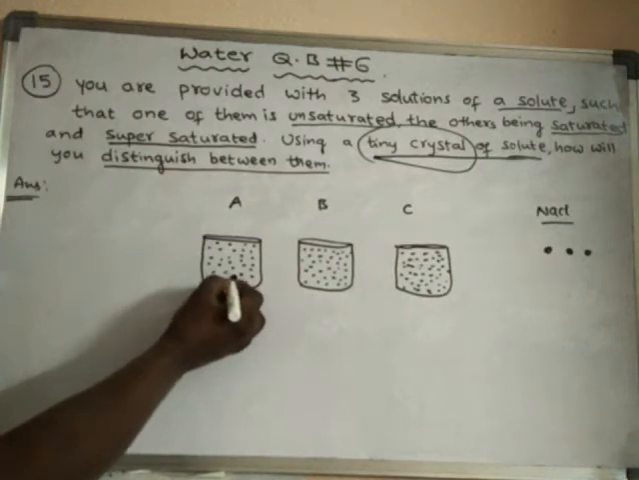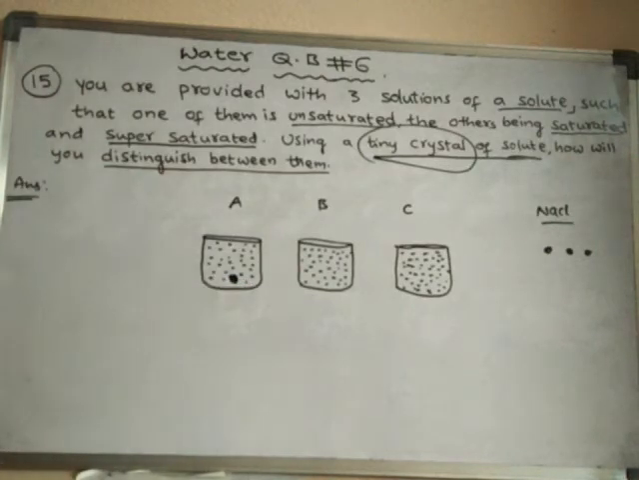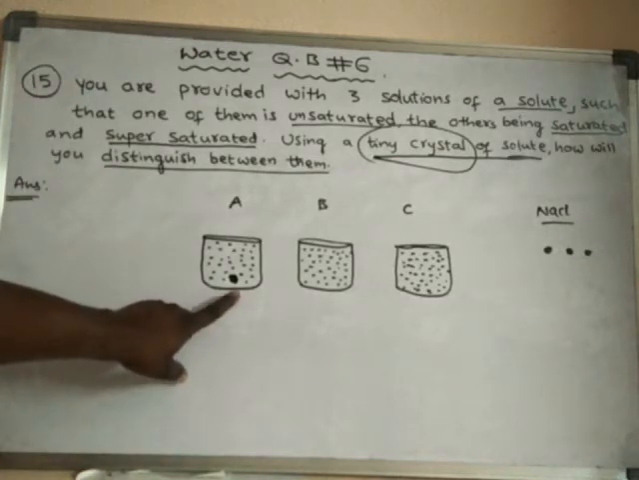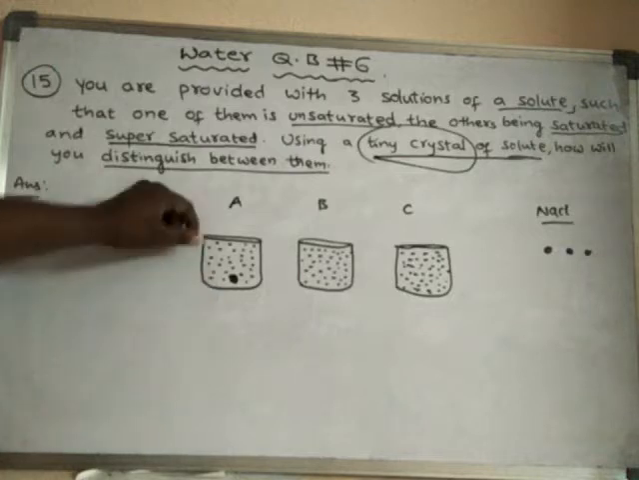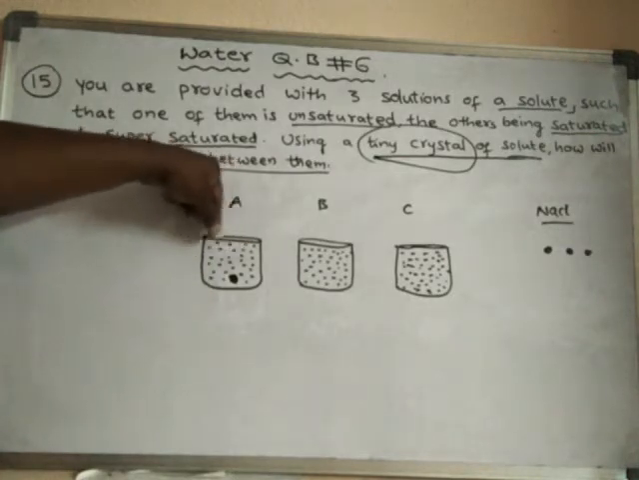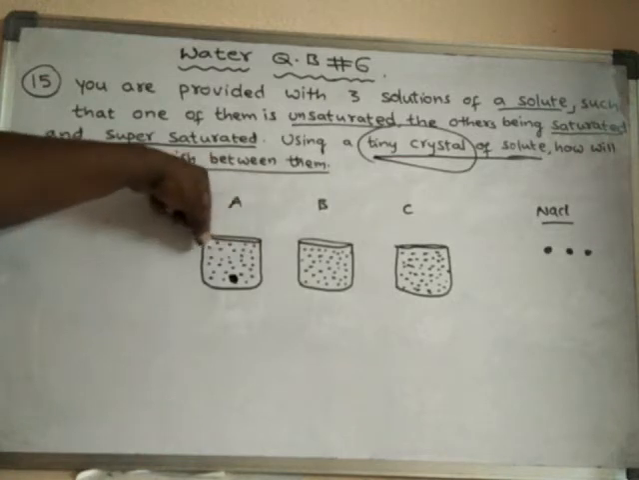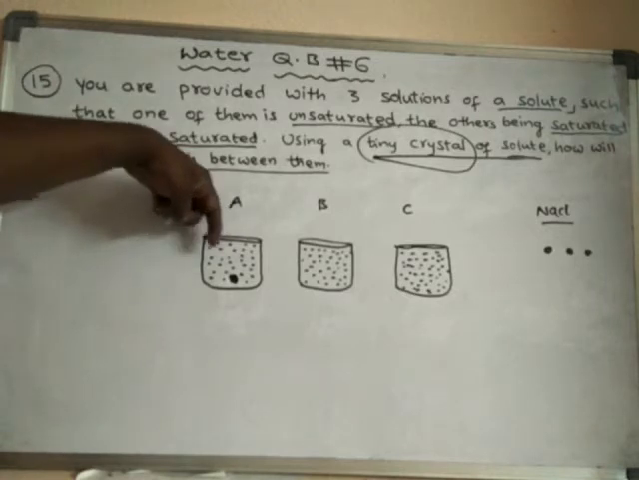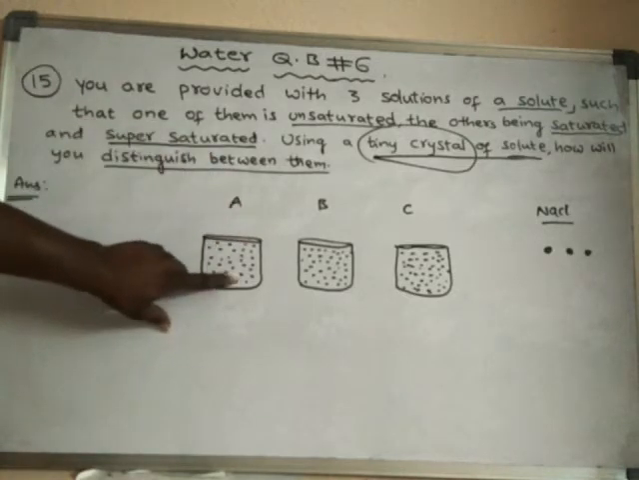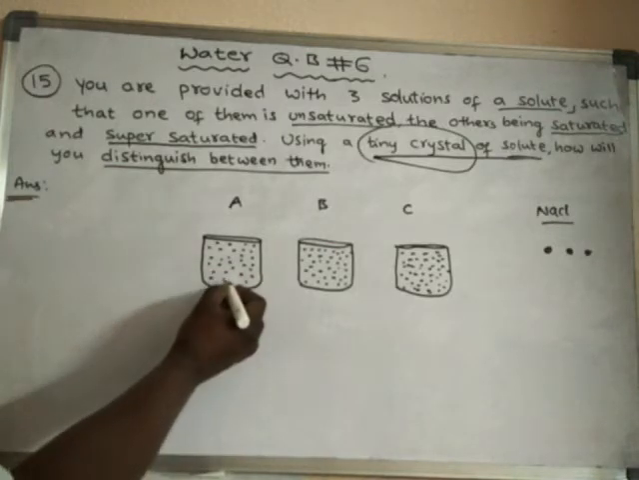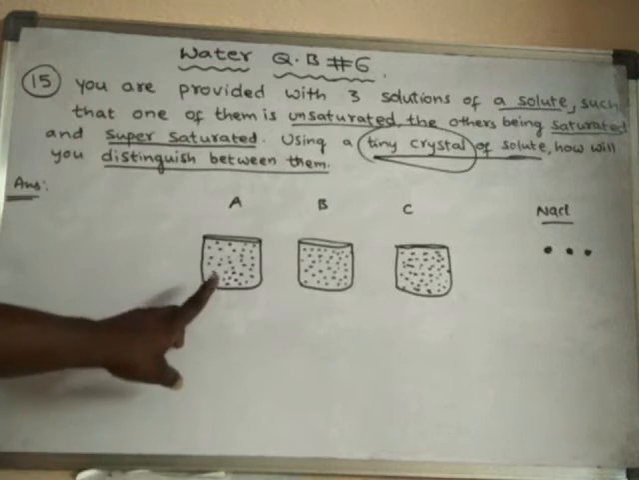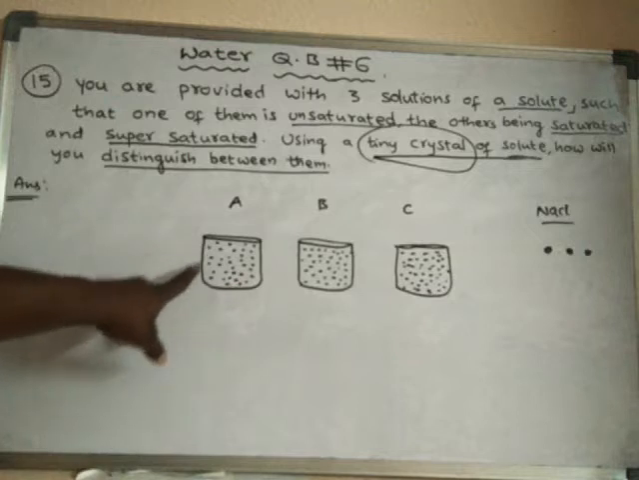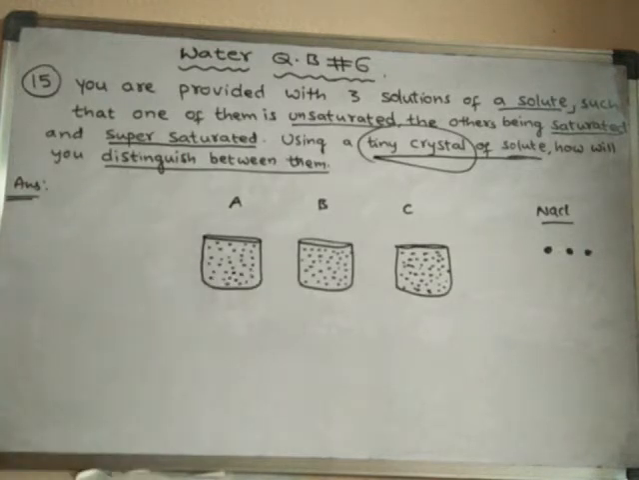So I've added one crystal into this one. After addition we have to stir this solution. After stirring, if the crystal is able to dissolve in it, that means if that crystal disappears, then this particular solution will be an unsaturated solution.